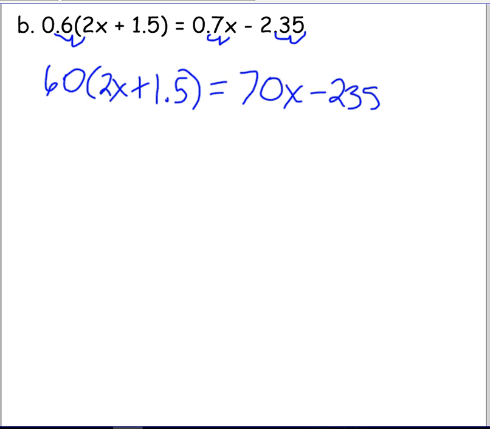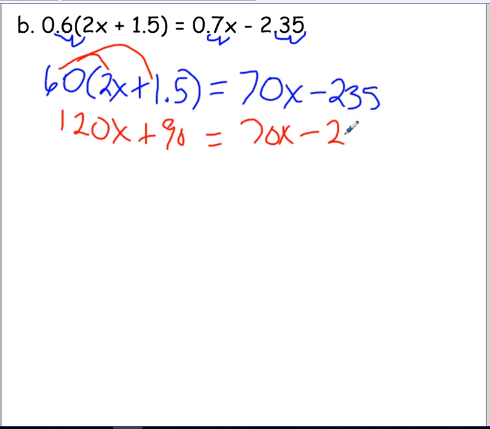So multiplying what's not in parentheses by 100 gives me 60 times 2x plus 5 is equal to 70x minus 235. So now when I distribute, I'm going to get 120x plus 90, so now it's not in a decimal anymore, is equal to 70x minus 235.